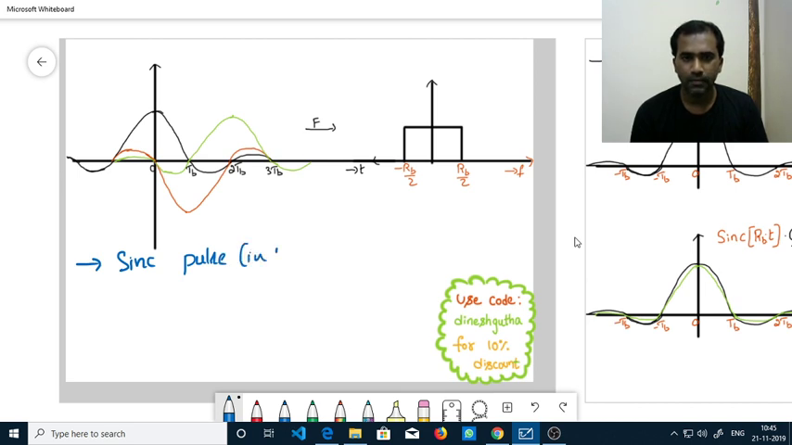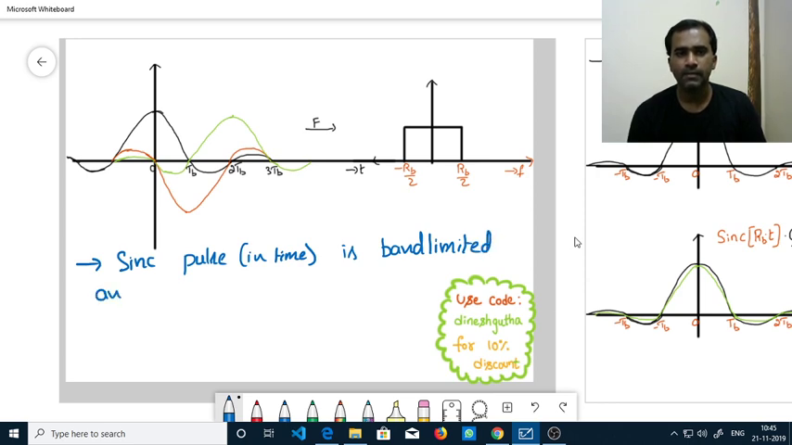Sync pulse in time is band limited, and hence intersymbol interference is not introduced by band limited channels.